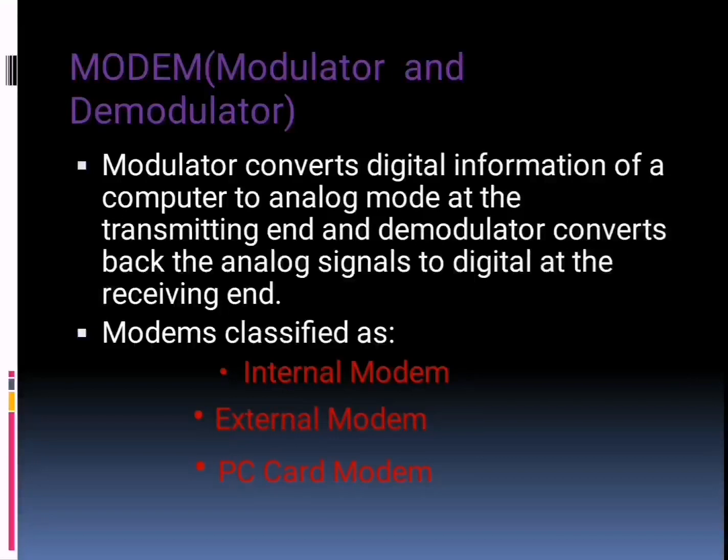Modem. Modem stands for modulator and demodulator. So MO stands for modulator, DEM stands for demodulator. Modulator converts the digital information of a computer to analog at the transmitting end, and demodulator converts the analog signals back to digital at the receiving end. Here, modulator converts digital signals to analog signals and demodulator converts analog signals to digital signals.